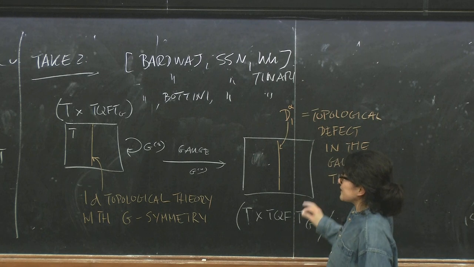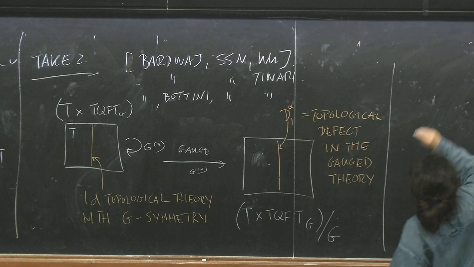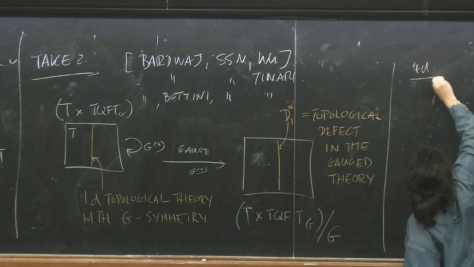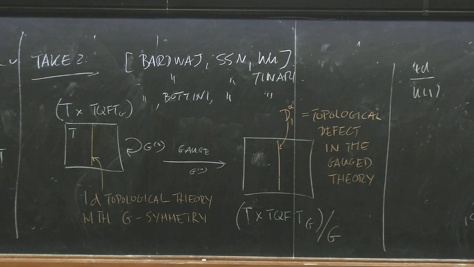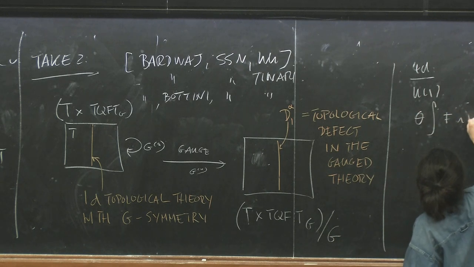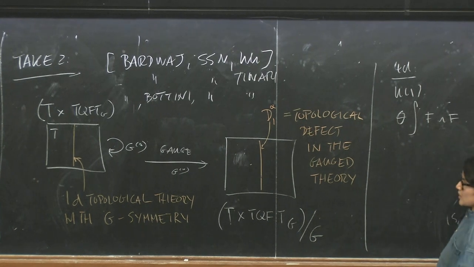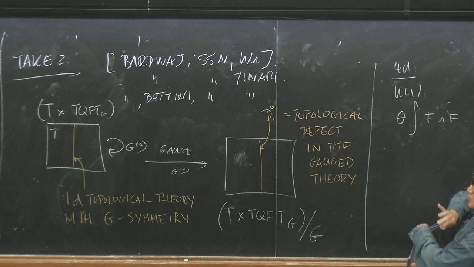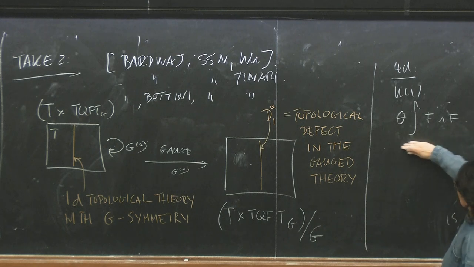So you might say, why on earth are you doing this? And I will say, well, you've been doing this all the time. In four dimensions, if you, for example, look at a U1 global symmetry, then you know very well the concept of a theta angle, right? Theta F wedge F. You can think of this as exactly a U1-preserving topological field theory that is basically trivial, and I start with a trivial theory with a trivially acting U1 symmetry. I add this topological term, and then I gauge the U1, right?